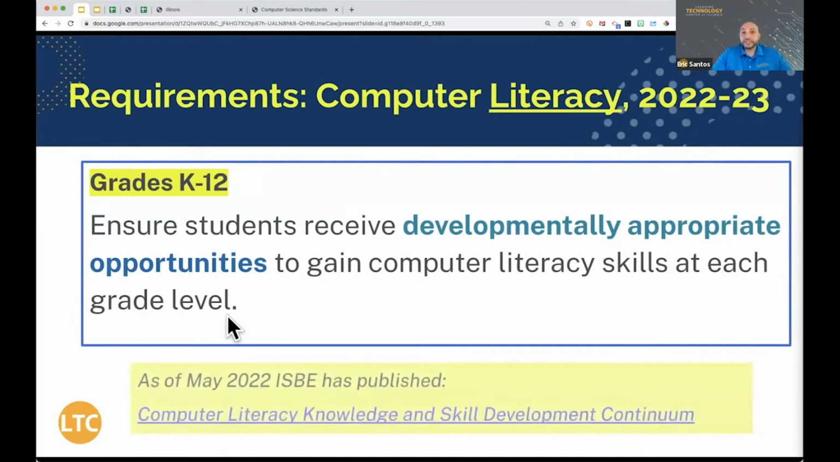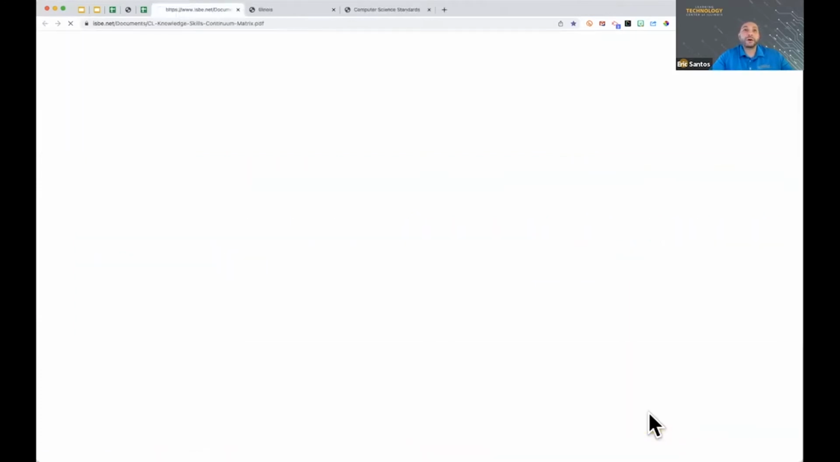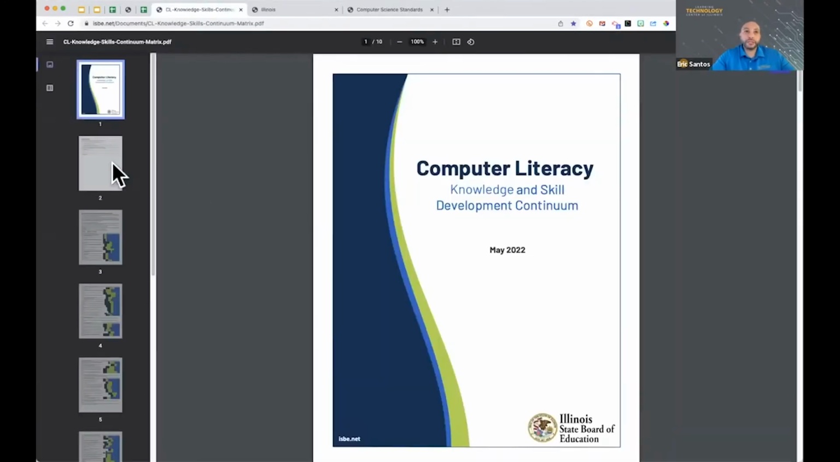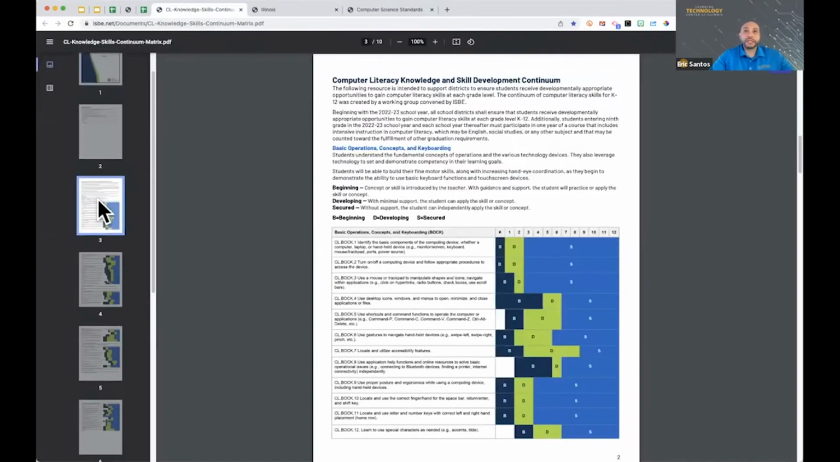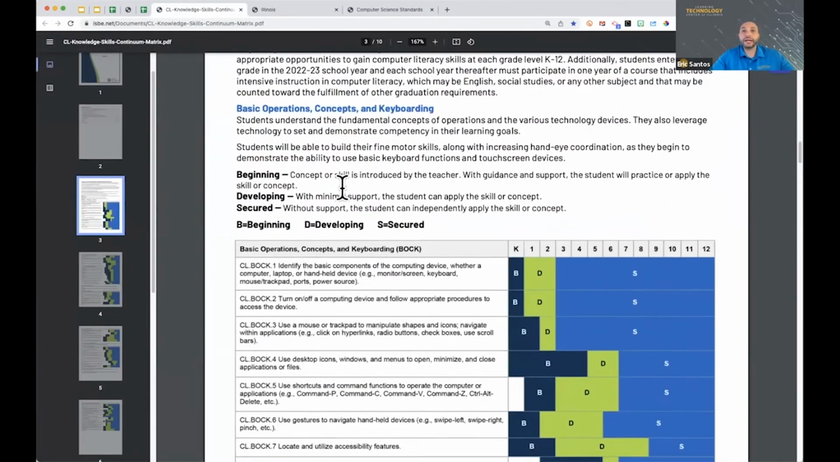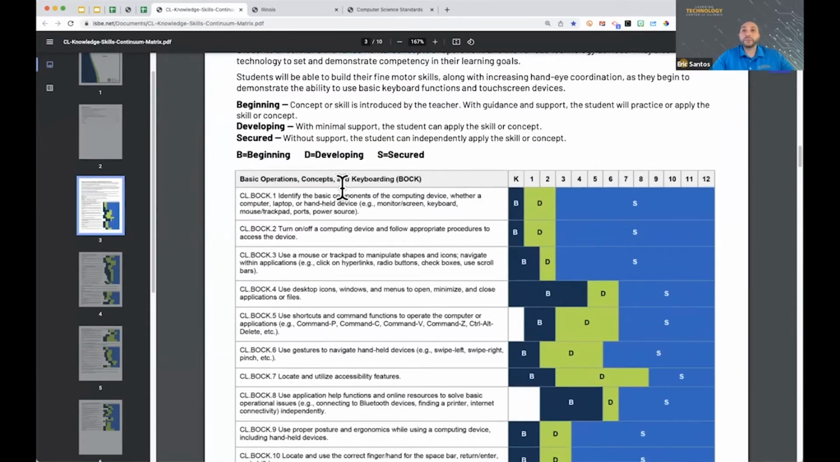And the good news is that as of probably just this week, because I just heard about it today, this guidance just went live. Oh, it was today. Thank you, Jesse. She just posted in the chat that this document called the Computer Literacy Knowledge and Skill Development Continuum is now available. Super helpful document and really well put together. If you take a look, it breaks down these different areas of computer literacy.